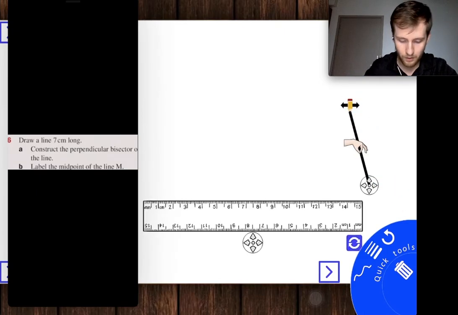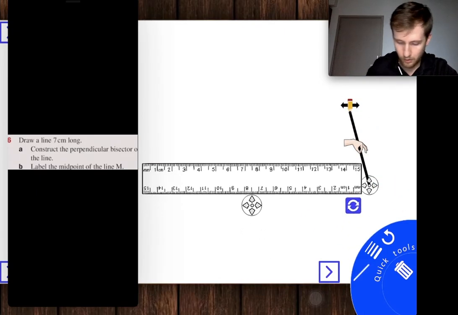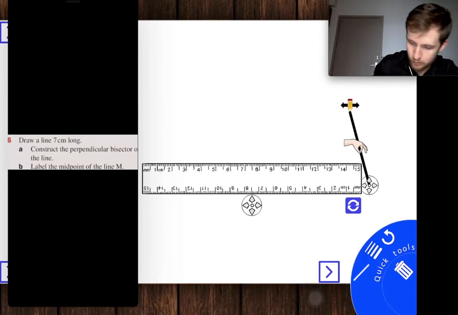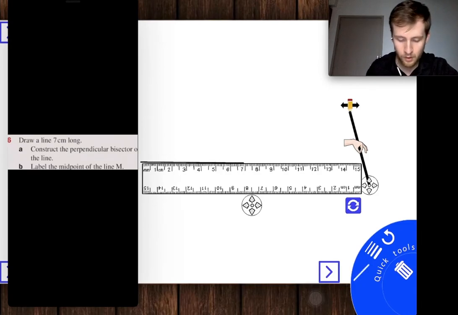Okay, so 7 centimeters. This part is easy. Draw a line 7 centimeters long. This is our 7 centimeters long. And construct the perpendicular bisector of the line.